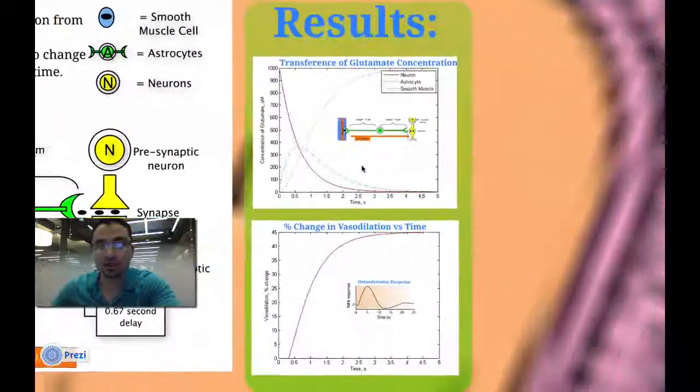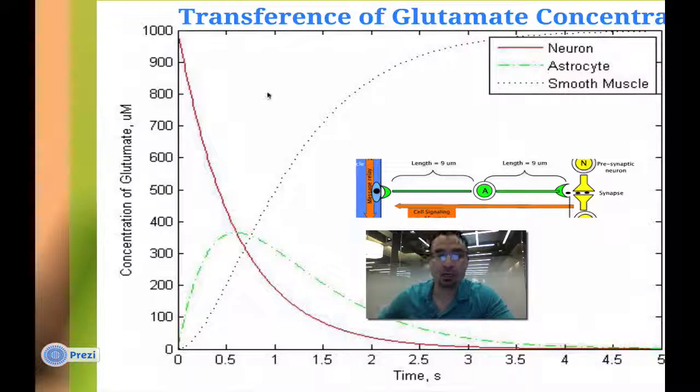So let me show you the data. This first graph is indicating transference of glutamate concentration. So we have your neuron, your astrocyte cells, and smooth muscle cells. The neuron, starting with about 1,000 micromoles of glutamate, is releasing that glutamate, sending it to astrocyte cells. Astrocyte cells here in green are picking that up, but then also releasing it, because it's sending that glutamate to smooth muscle cells. As you can see here, smooth muscle cells pick that information up and reach their peak at 5 seconds, correction, 5 seconds, sorry about that.